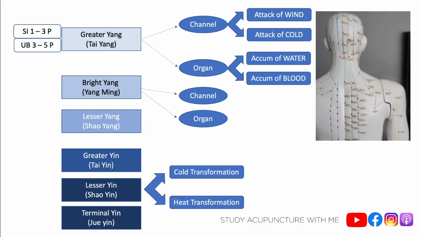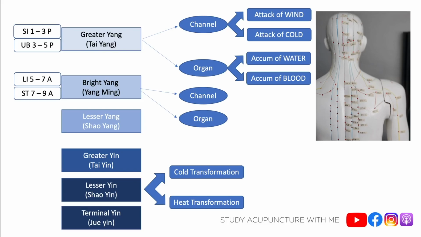So, what about the next stage? So the next stage we have Yang Ming or bright yang. And what are the organs included in bright yang or Yang Ming stage? We have large intestine and we have stomach. And what are the times for large intestine and stomach? We have 5 a.m. to 7 a.m. for large intestine, and then we have stomach, which is 7 a.m. to 9 a.m.